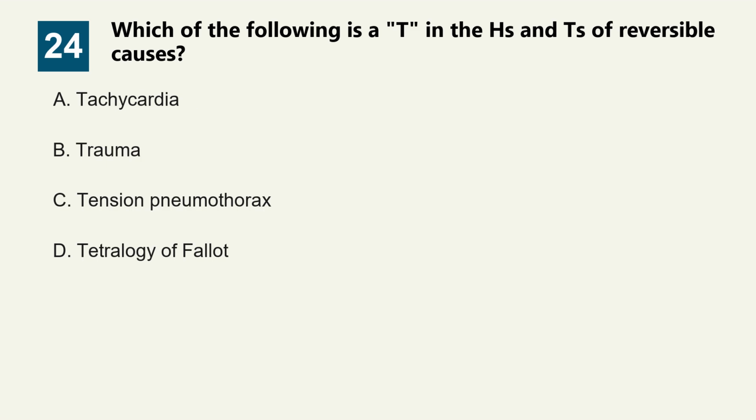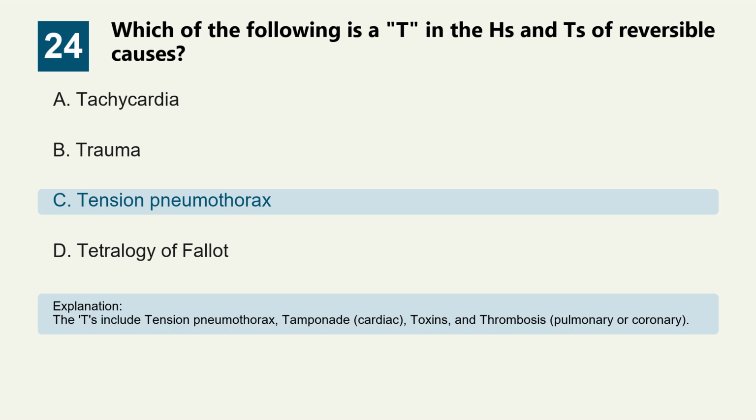Question 24. Which of the following is a T in the H's and T's of reversible causes? Option A. Tachycardia. Option B. Trauma. Option C. Tension pneumothorax. Option D. Tetralogy of Fallot. The correct answer is option C. Tension pneumothorax. The T's include tension pneumothorax, tamponade (cardiac), toxins, and thrombosis (pulmonary or coronary).